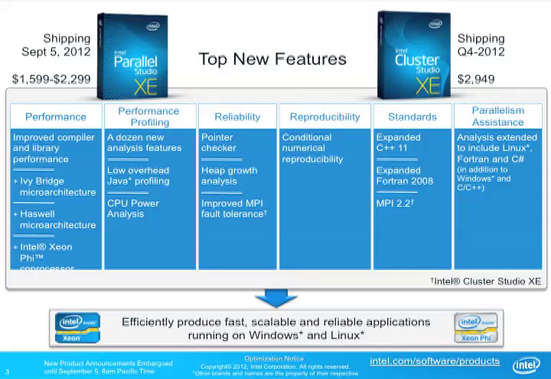Now, as far as reliability goes, we've got a really nice new capability called Pointer Checker. We have a capability to monitor the growth of heap allocations, and we have some capabilities for hooking into the Berkeley Labs checkpointing system to improve fault tolerance with the use of MPI.